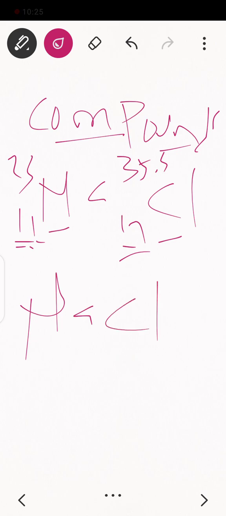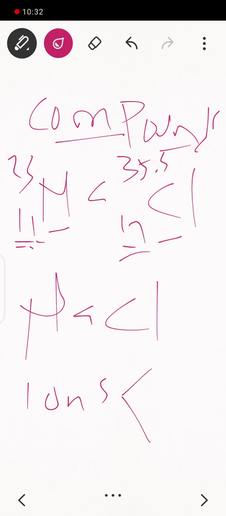So a compound is a substance formed when two elements combine chemically, and it is based on the transfer of electrons. That's how you can define compound. For example, this sodium and chlorine will form what? They will form sodium chloride.